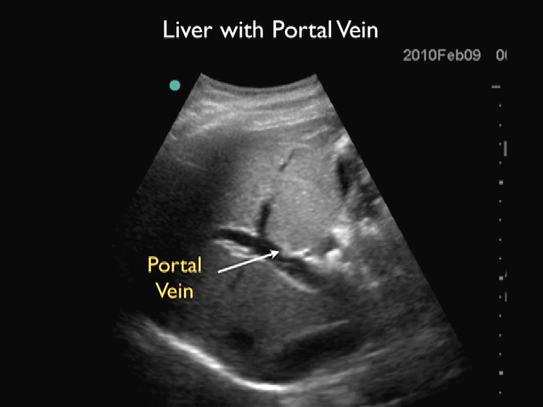I'll still that down, and here we see the branch points between the right and left portal veins. But note again the very dense or echogenic white walls of the portal vein due to the fact that it's bringing the fatty blood to be filtered by the liver from the intestine.